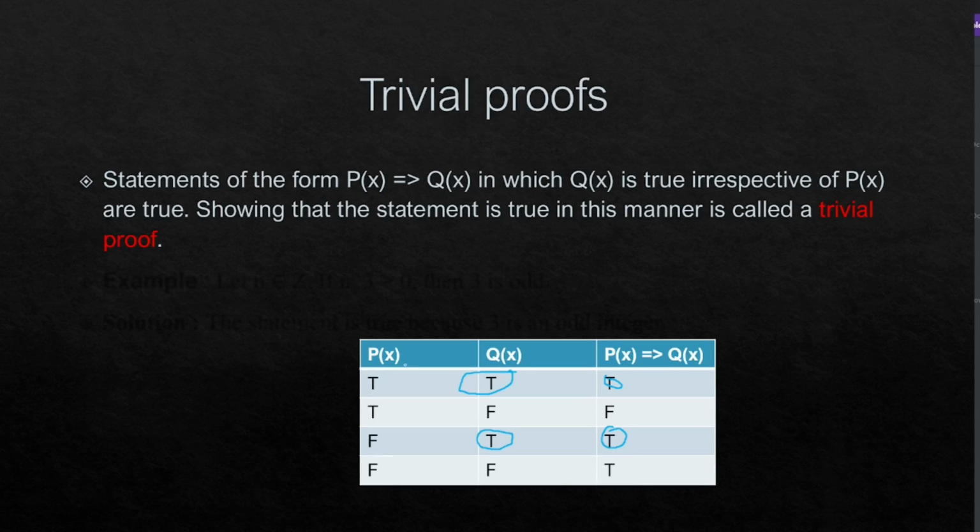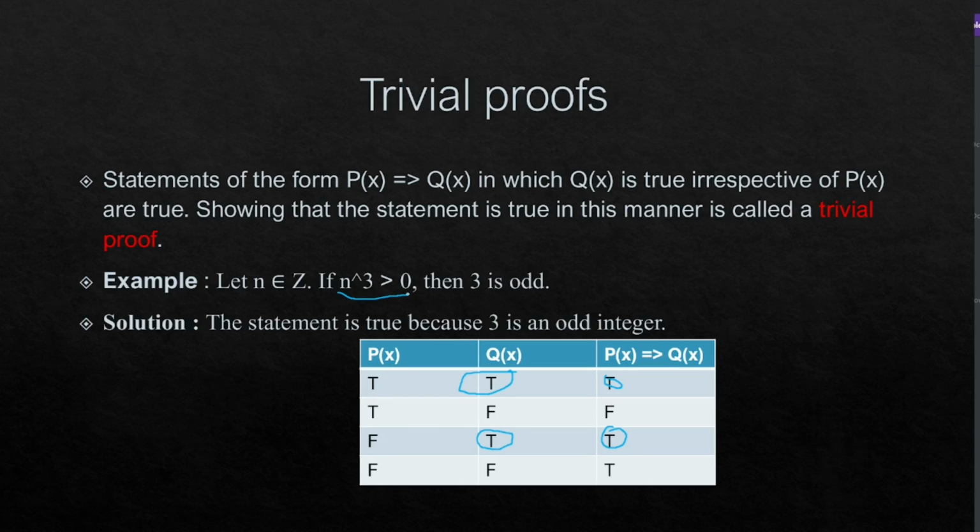An example which might illustrate how this behaves is very rudimentary, right? If we denote n to be an element of the integers, the set of integers, and we say that if n cubed is greater than 0, then 3 is odd. We know that 3 is odd irrespective of the first part. Then the statement is true because 3 is an odd integer, and the implication is therefore also true.